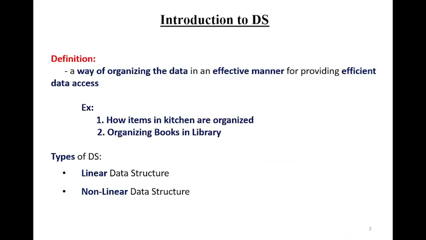It means how we can organize data effectively in computer memory to provide efficient data access. Simple examples are how items are arranged in a kitchen and how books are arranged in a library. We have two types of data structures with respect to organizing data: one is linear data structure and another is non-linear data structure.